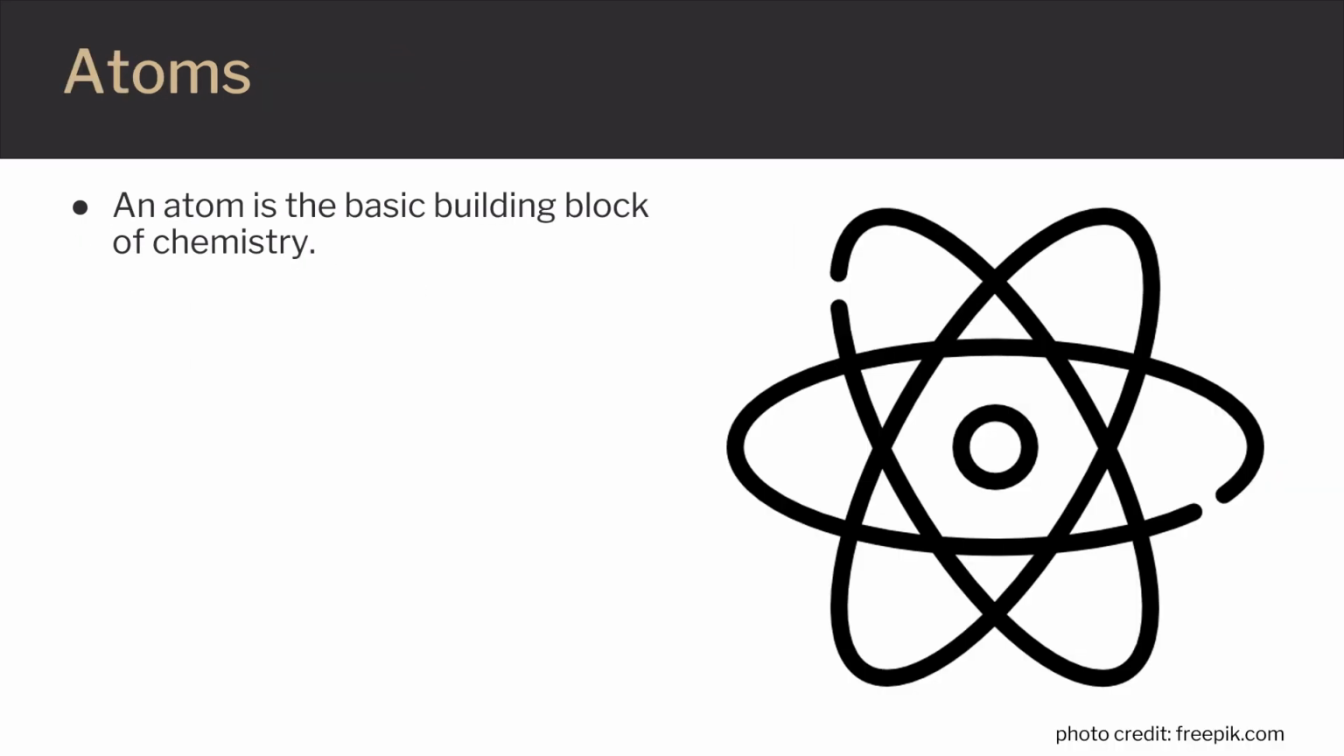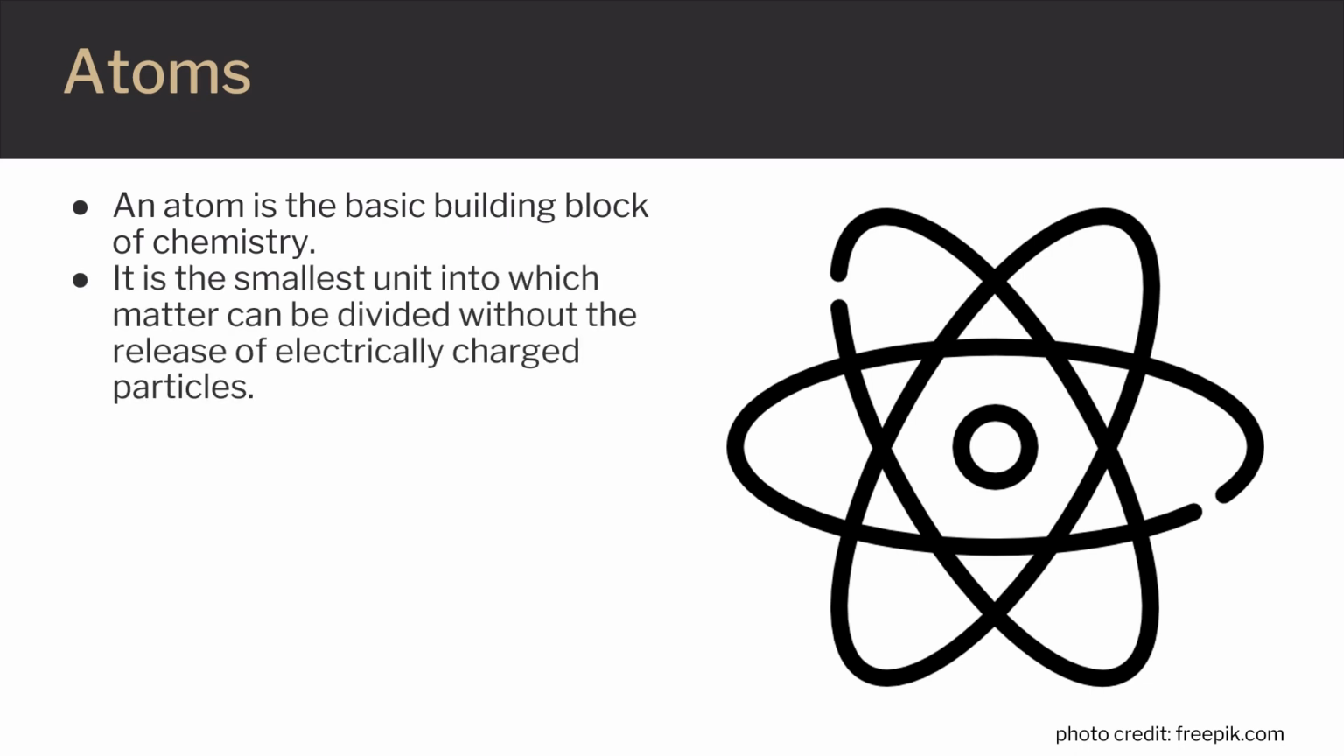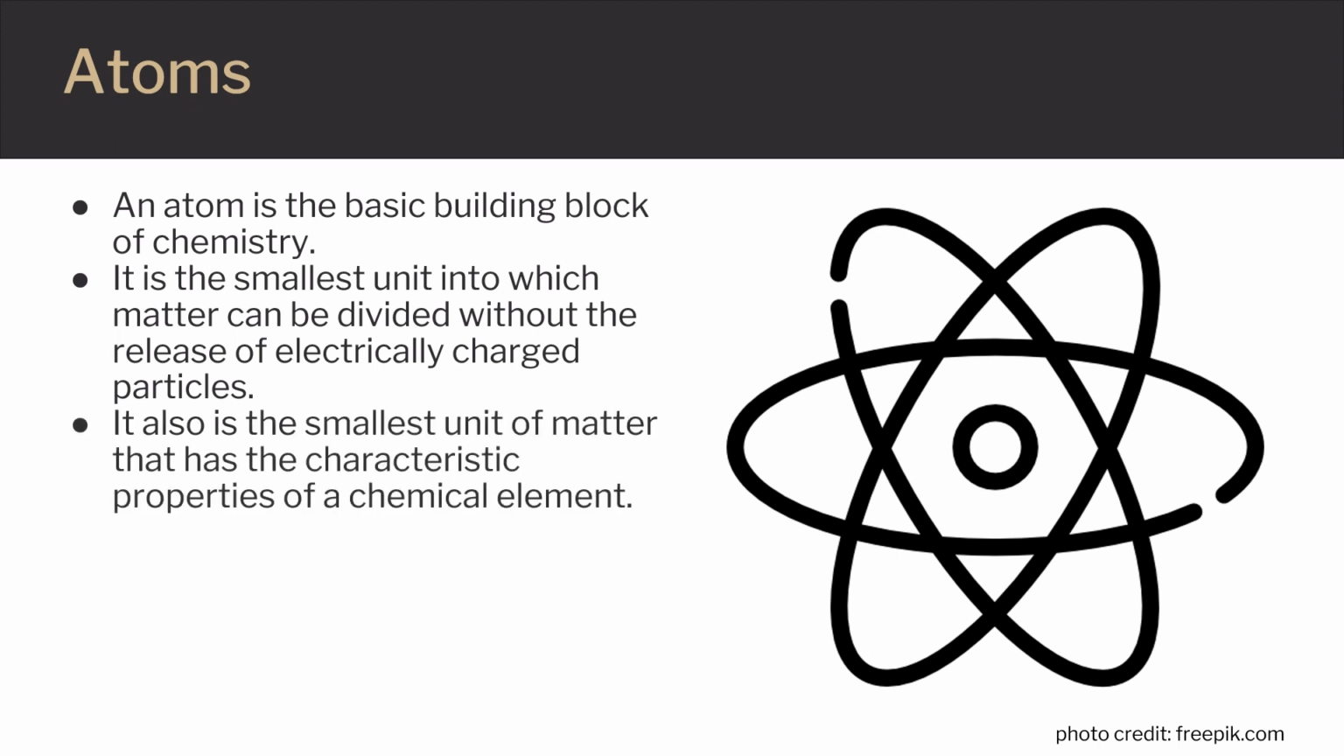An atom is the basic building block of chemistry. It is the smallest unit into which matter can be divided without the release of electrically charged particles. It's also the smallest unit of matter that has the characteristic properties of a chemical element. The atom is the basic building block of chemistry.